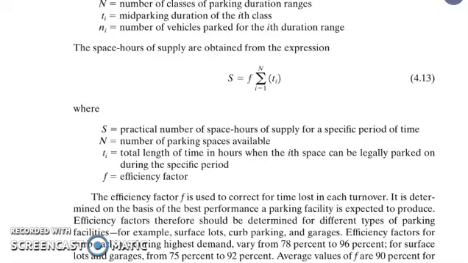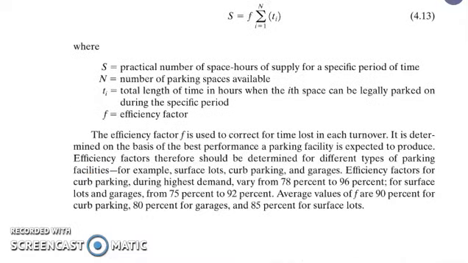You have to take note that our f, which is our efficiency factor, is used to correct for time loss in each turnover. It is actually determined on the basis of the best performance a parking facility is expected to produce. And we have to take note that our efficiency factors should be determined for different types of parking facilities. For example, our surface lots, our curb parking, and garages.